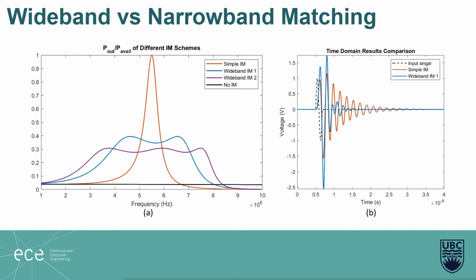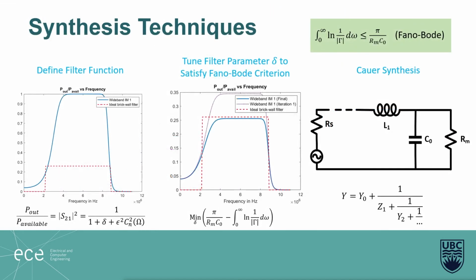Going back to Figure A, we see the trade-off between maximum transmitted power and bandwidth. However, is it possible to have a wider bandwidth and higher power at the same time? Turns out, there is a trade-off between maximum amplitude and bandwidth. This trade-off is described by the Fano-Bode criterion.